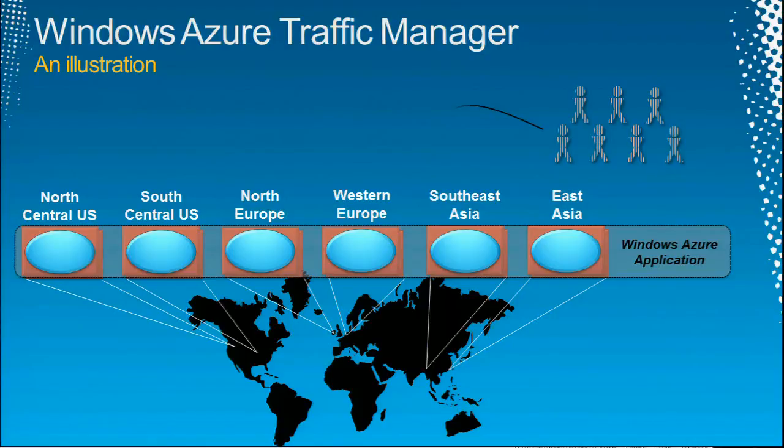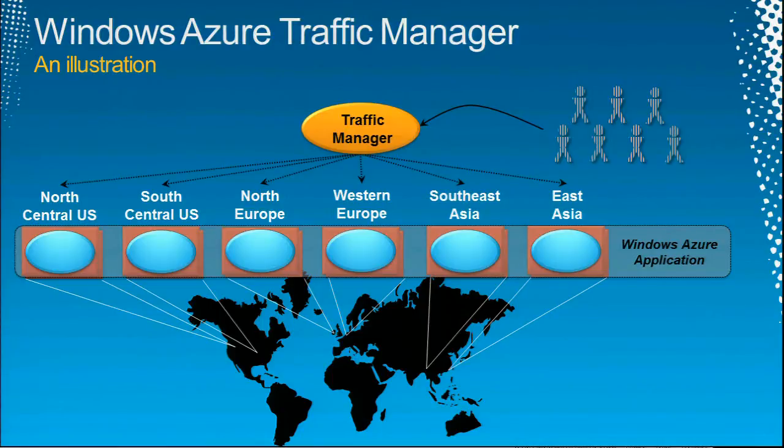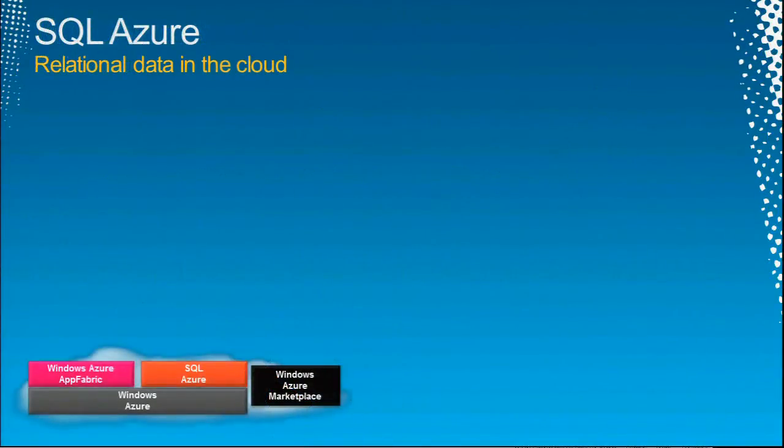So, Traffic Manager can sit in the middle here. You can define policies that route those users to the right data center based on their locality, based on data center loads, based on time. If one of them goes down entirely, you can route around it. So, that's what Traffic Manager is all about. So there it is, Windows Azure itself. Let's talk next about SQL Azure.